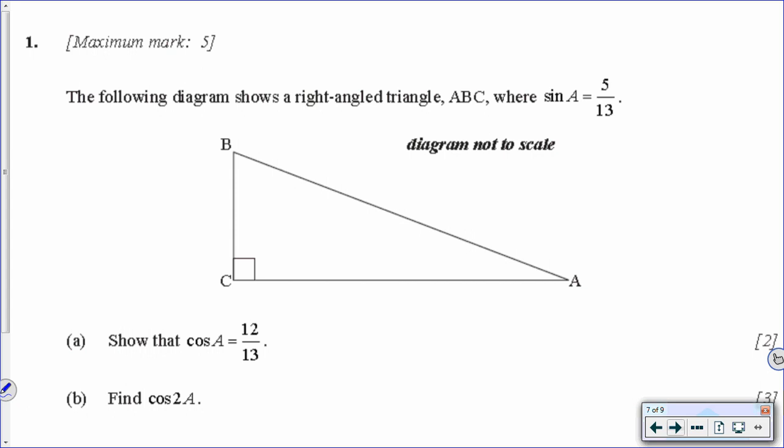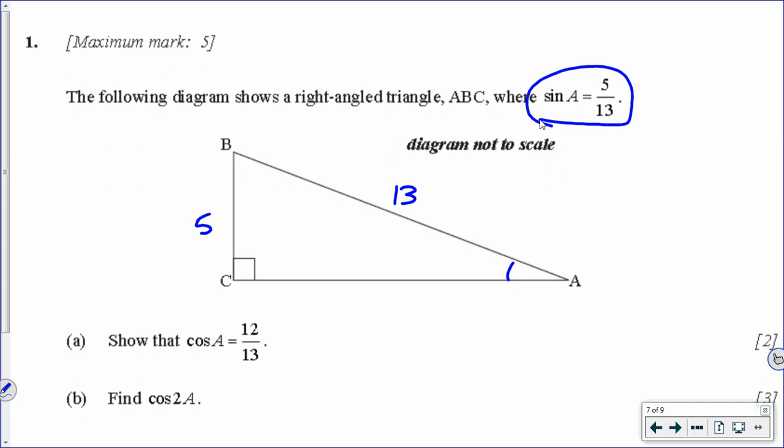This is a non-calculator question. The following diagram, and this is also a question 1, so an easy one from an exam, shows us a right angle triangle, and the sine of A is given as 5/13. That's information you can put right on the diagram. Now, we don't actually know that this length is 5, and notice I'm doing opposite over hypotenuse. We don't know that the length is 5 or that the hypotenuse is 13, but we know that whatever they were reduces to 5/13. So the ratio is going to be 5/13.